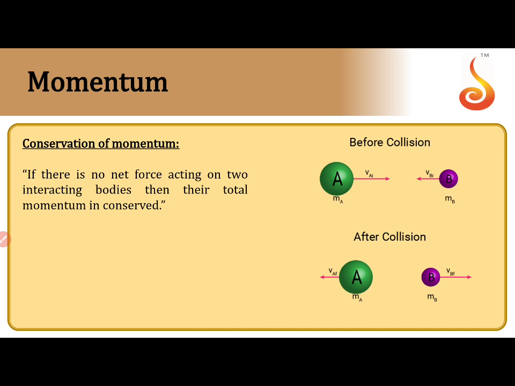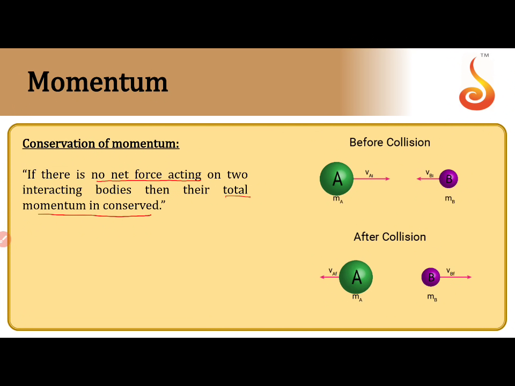The principle of conservation of momentum states that if there is no net force acting on two interacting bodies, then their total momentum remains conserved. When there is no external force acting on two interacting bodies, then their total momentum remains conserved. This is called the law of conservation of linear momentum.